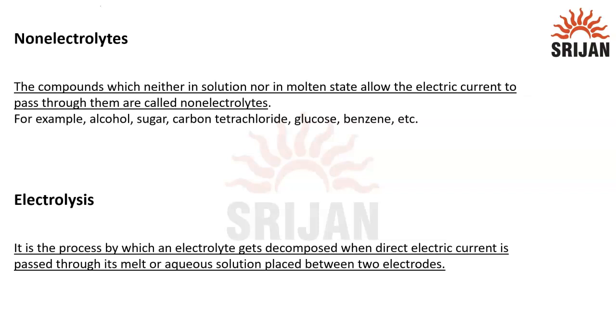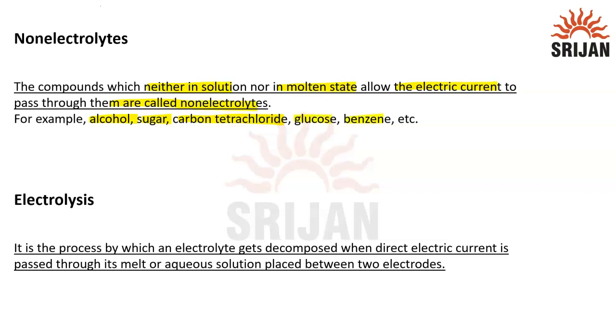Non-electrolytes. These are the compounds which neither in solution nor in molten state allow the electric current to pass through them, and they are called non-electrolytes. Examples: we have alcohol, sugar, carbon tetrachloride, which is CCl4, then glucose, benzene, etc.